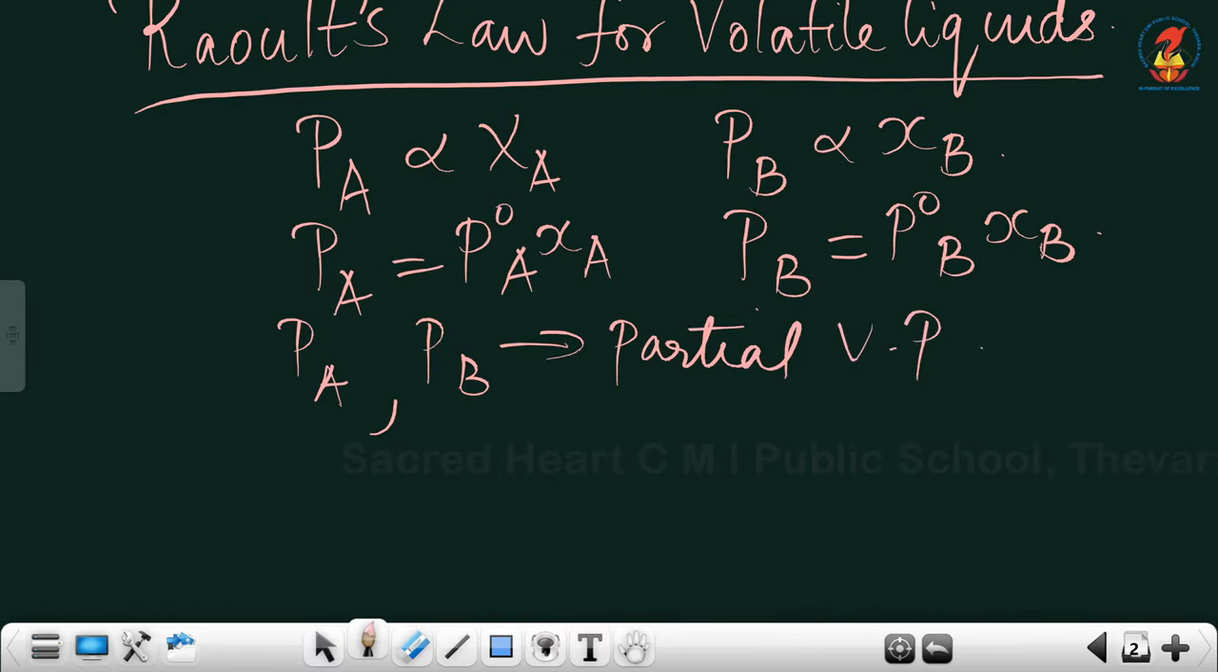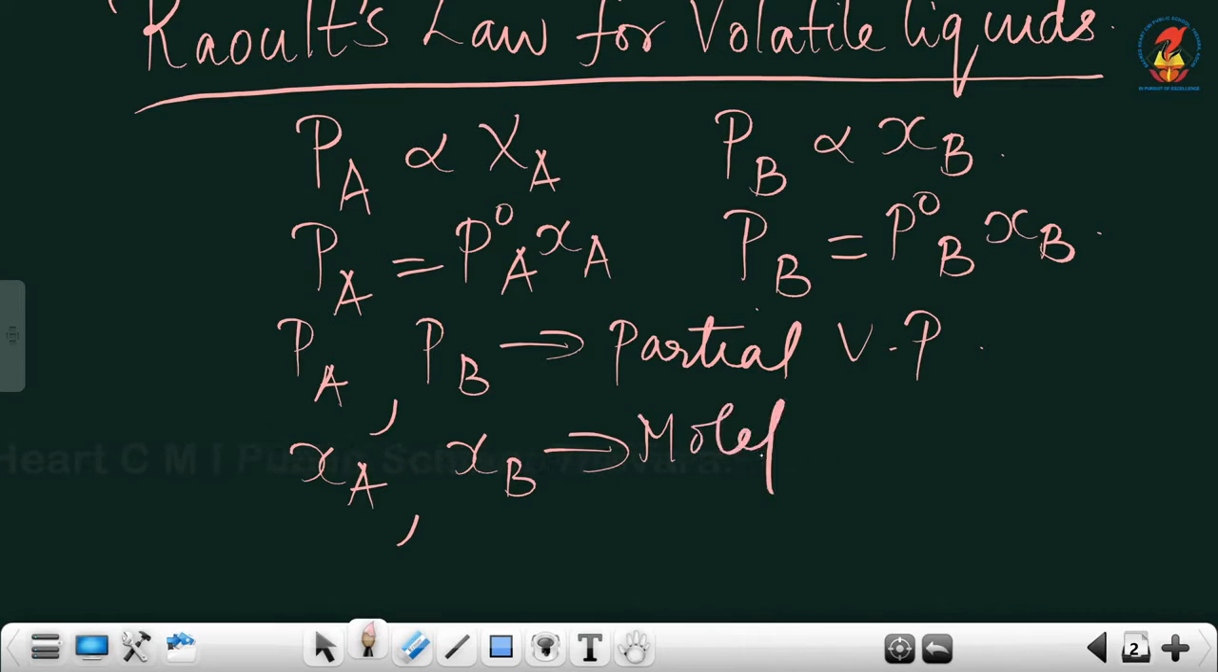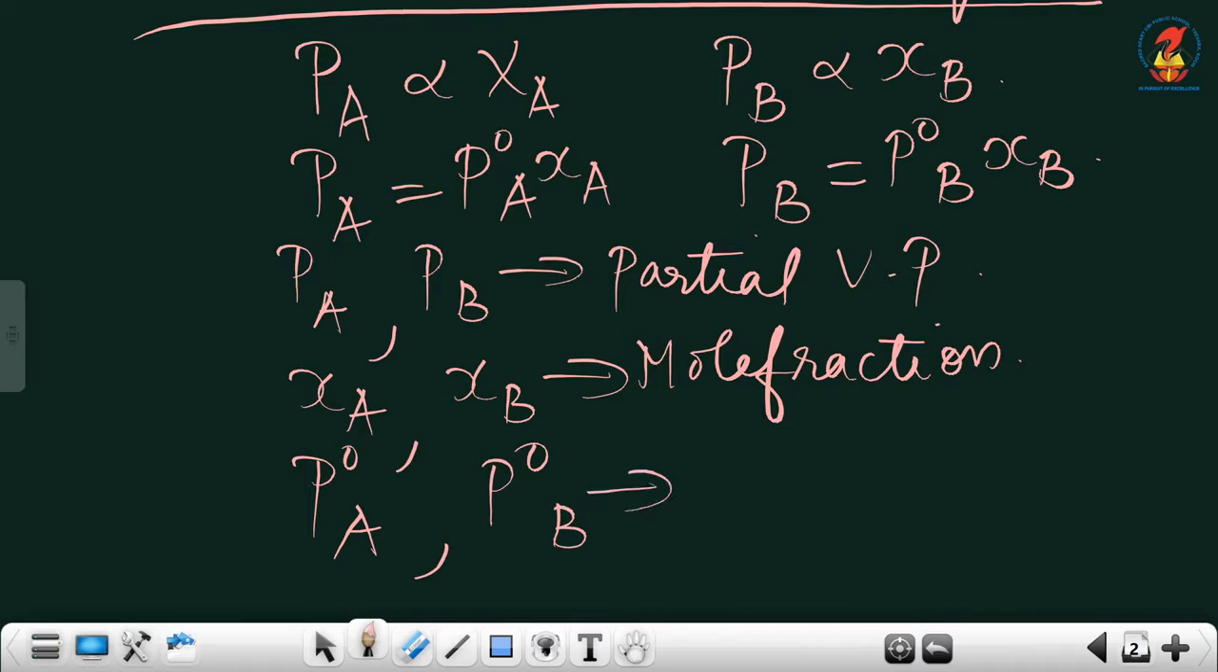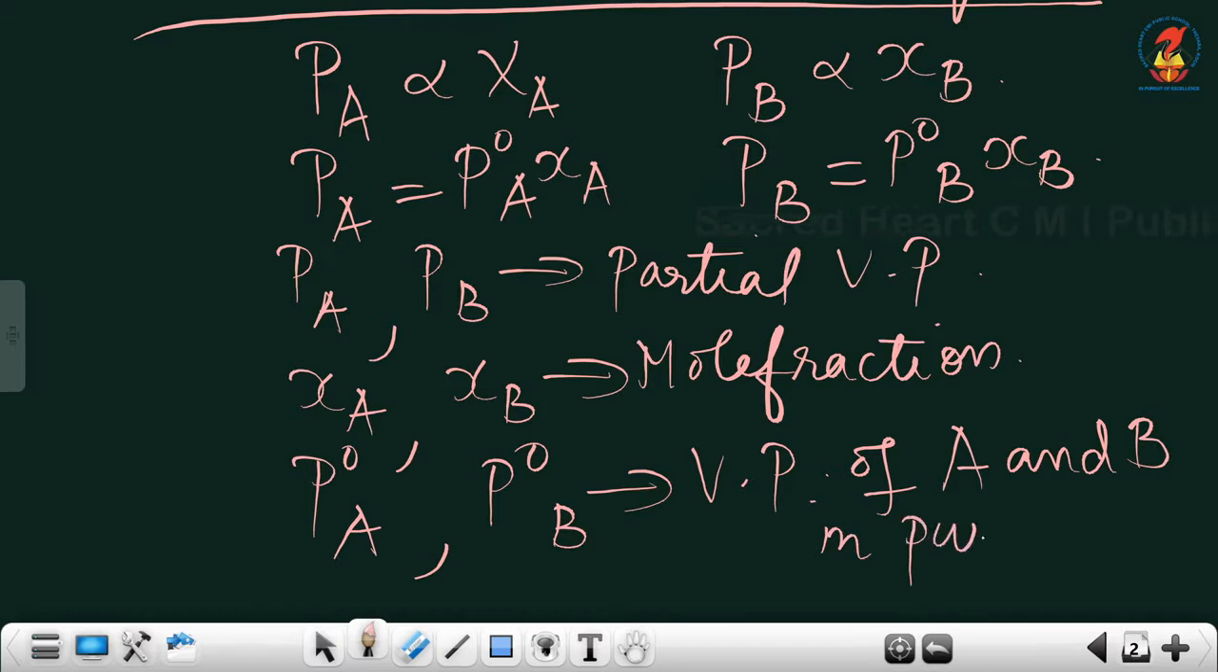Partial vapor pressure. XA, XB is the mole fraction of components A and B. Now, P naught A and P naught B is the vapor pressure of components A and B in pure state. Vapor pressure of A and B, that is solvent and solute, in pure state.